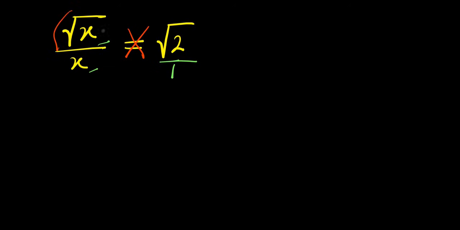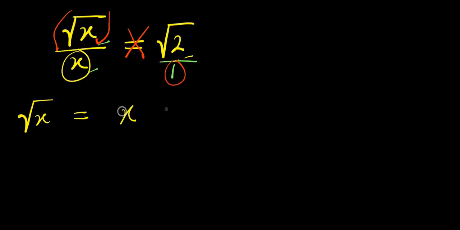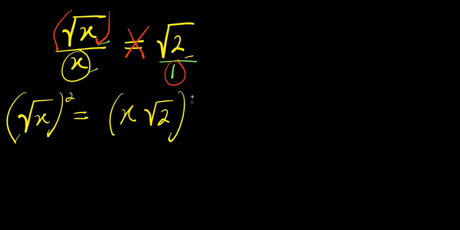Then square root of x will multiply 1. Then we have square root of x. And this equals x will multiply square root of 2. We have x root 2. So from here, we can take the squares of both parts of this equation.